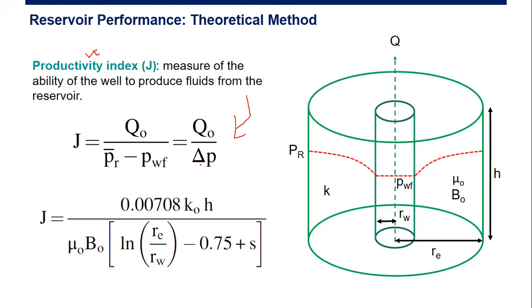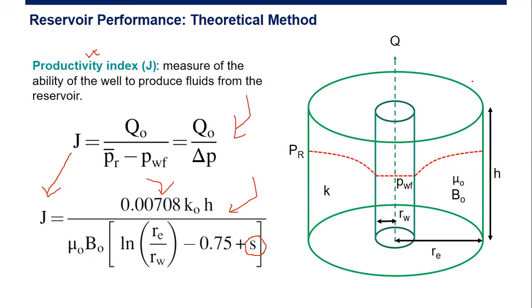And if we break down the productivity index, we can calculate it using this formula. So this coefficient multiplied by permeability multiplied by net pay thickness, divided by viscosity, oil formation volume factor, and then the natural logarithm of reservoir radius divided by wellbore radius, minus 0.75, plus skin factor. And this is the model, the simple model.